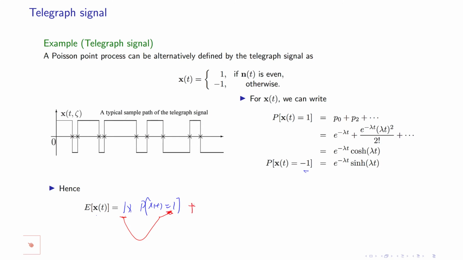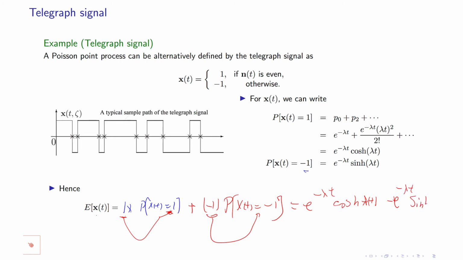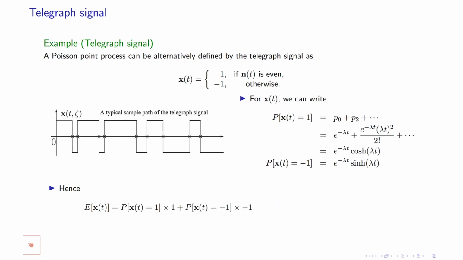Okay, and then plus minus 1, the probability that x of t is equal to minus 1. And this is the same as this one. So you get e to the power of minus lambda t cosine hyperbolic of lambda t, and then minus e to the power of minus lambda t sine hyperbolic of lambda t. And then you could simplify this one and get your result. So it becomes e to the power of this one.